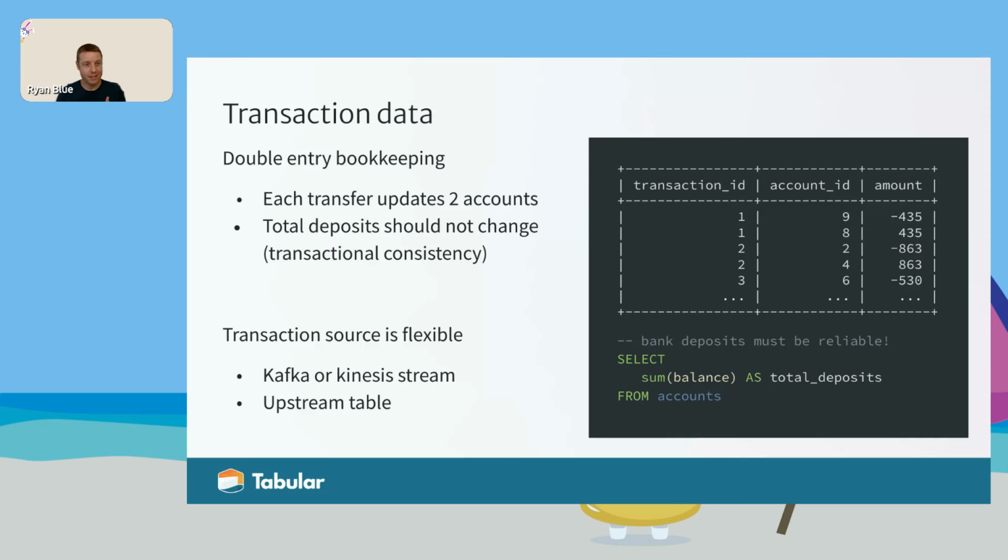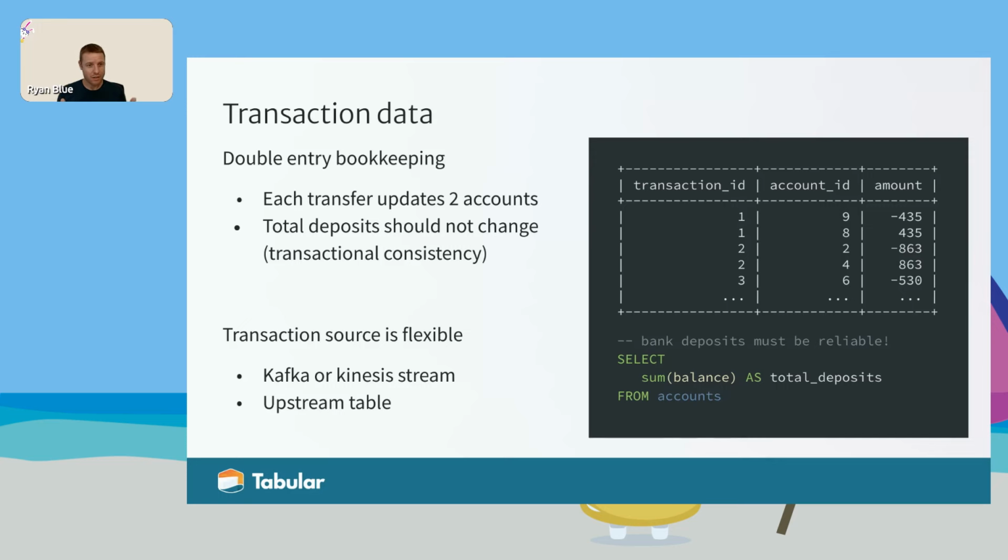Now, this looks like double entry bookkeeping because that's exactly what it is. Each time a bank account changes, that's a transfer. And we get two sides of that transfer. So for any given transaction ID, say transaction 2 here, where account number 2 sent account number 4 $863, we get two entries. We get one that subtracted $863 from account 2 and one that added $863 to account 4.